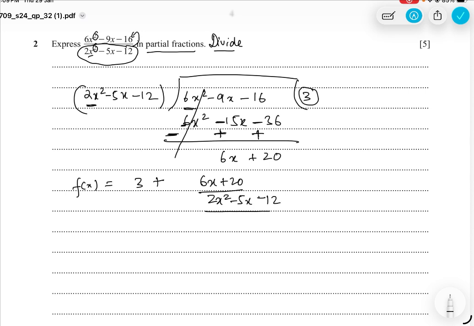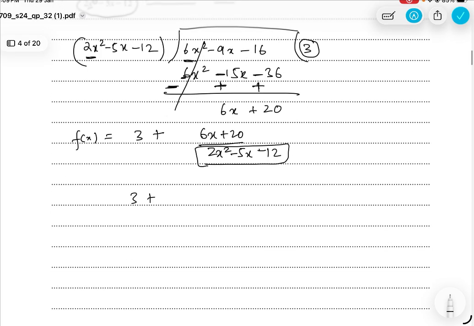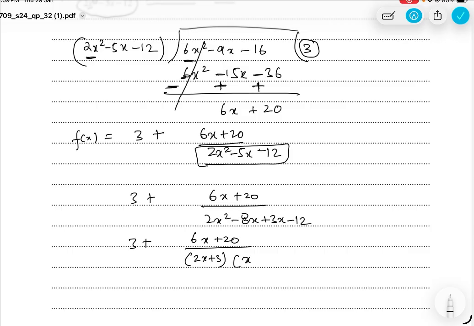It's better that we factorize this one now. You can do that by middle term splitting. Okay, so if I split the middle term, this would be 2x square minus 8x plus 3x and then minus 12, which would give me 3 plus (6x plus 20) upon (2x plus 3) and (x minus 4). Sir, I don't know how to do middle term splitting.